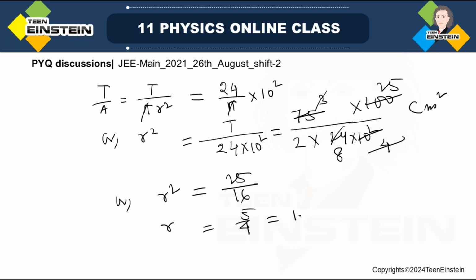5 by 4 means what? 1.25 centimeter. This is how we have to actually solve this problem. 1.25 centimeter.